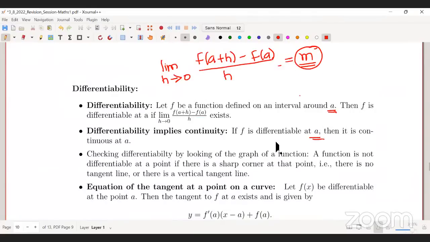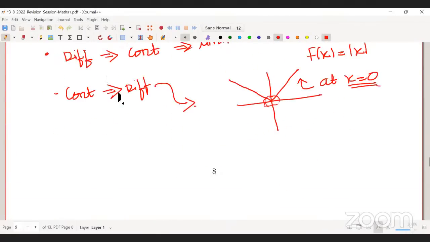So how can you check the differentiability of a function just by looking at the graph? Suppose somehow you know the graph of the function. Again, drawing the graph is not easy for all functions; for some functions it's really complicated to draw the graphs. But somehow you know the graph. So how can you say whether this function is differentiable at a point just by checking the graph? If the graph has no sharp corner, for example, here you have a sharp corner.